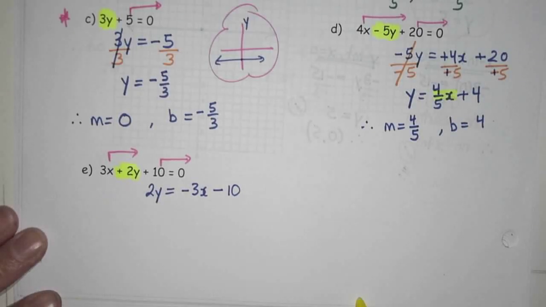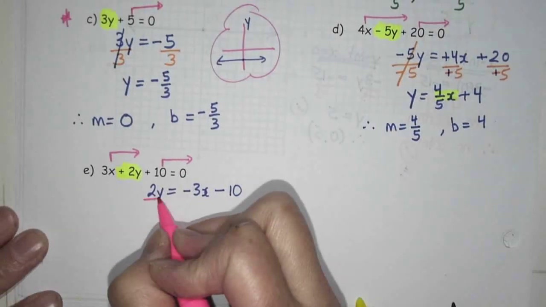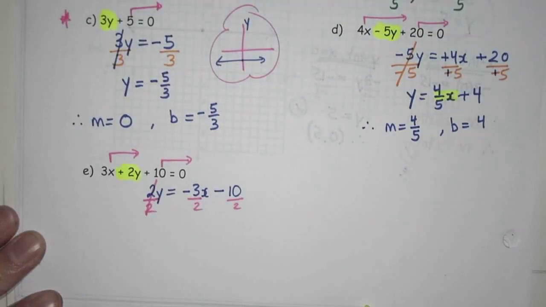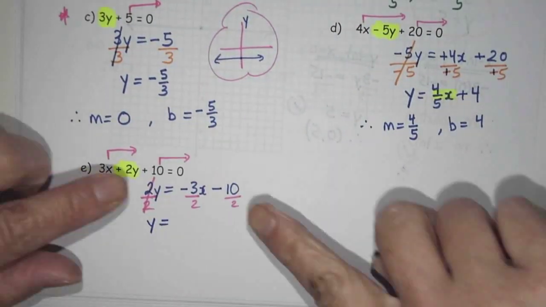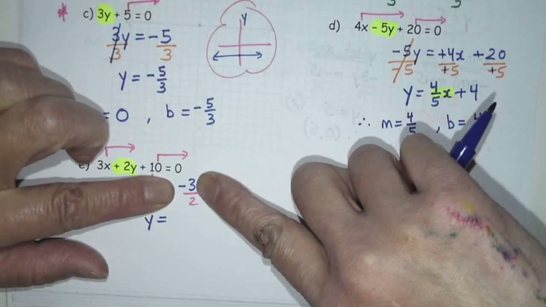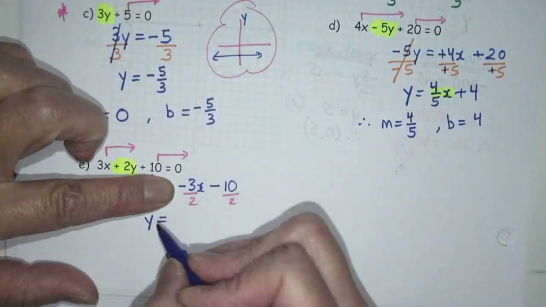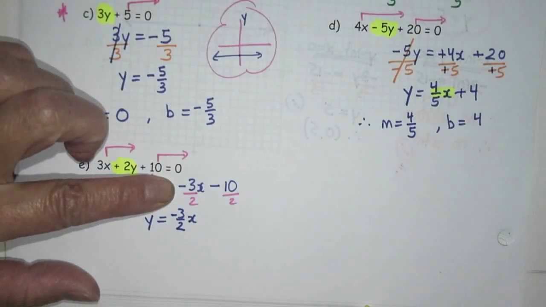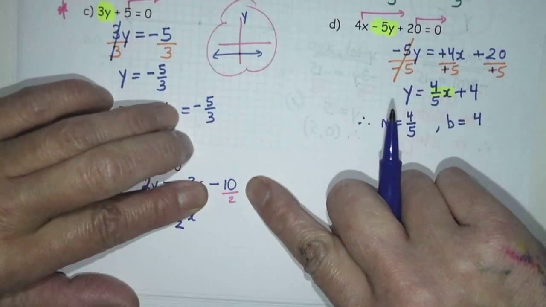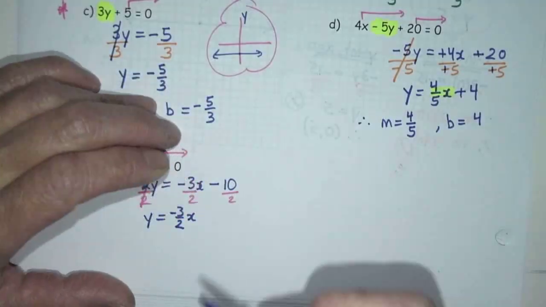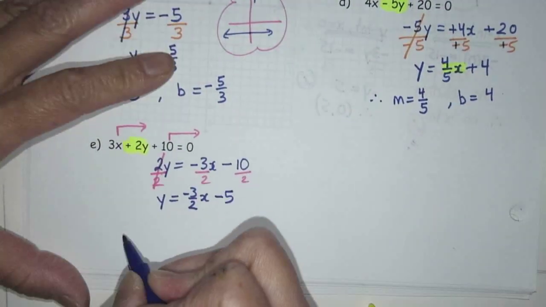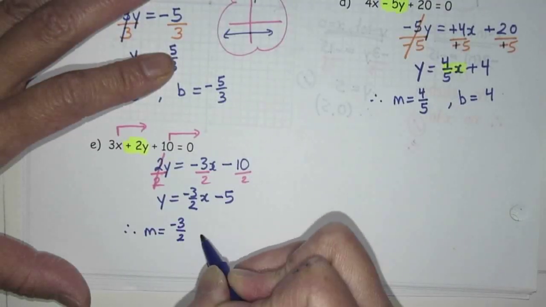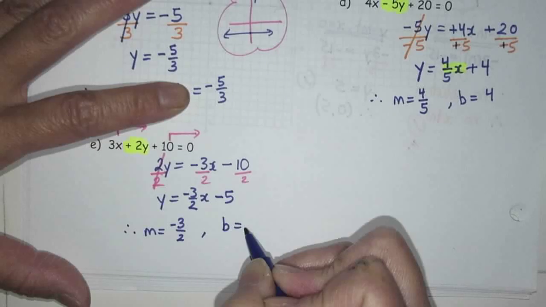Leave the x first, right? Divide both sides by whatever's in front to cancel out. Okay. Negative 3 over 2, can I reduce that? Nope, so negative 3 over 2. Put the x in the middle. Negative 10 over 2, can I reduce that? Yes, it's negative 5. So therefore, m equals negative 3 over 2, comma, b equals negative 5.